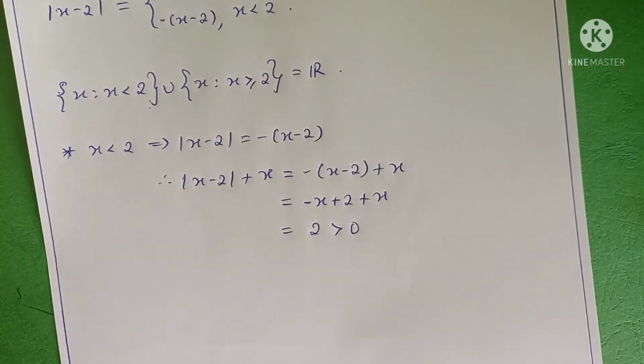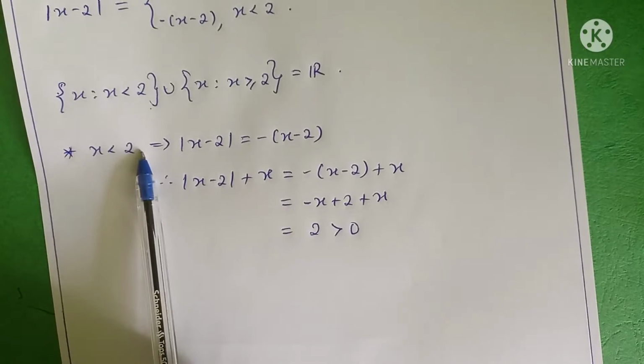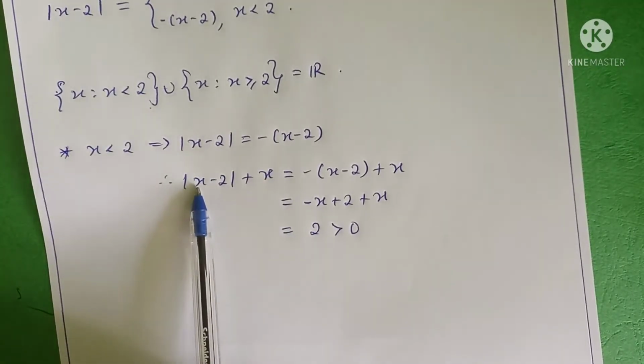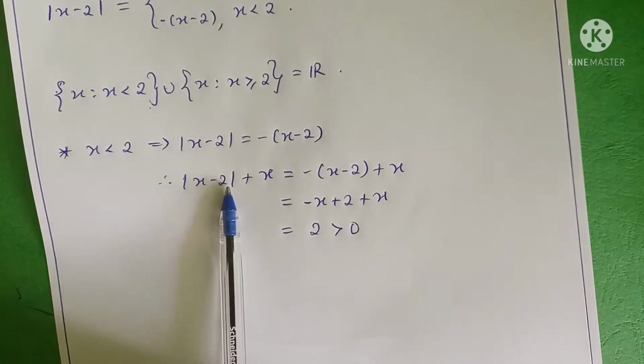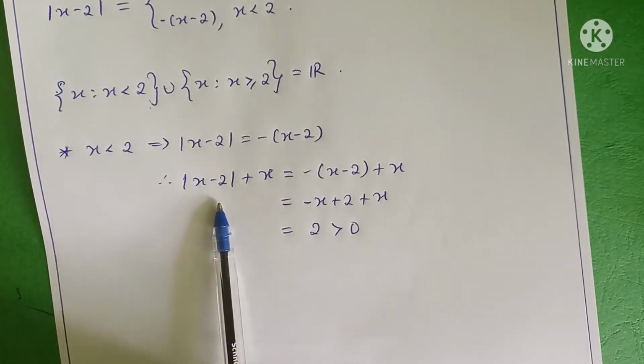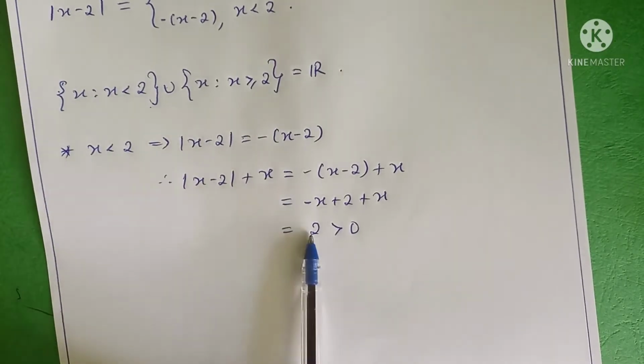Let's take, for example, let's pick 0. We know 0 is less than 2. If you substitute 0 in this expression, here we have 0 minus 2, which is negative 2, and the absolute value of negative 2 is 2. 2 plus 0 is 2.